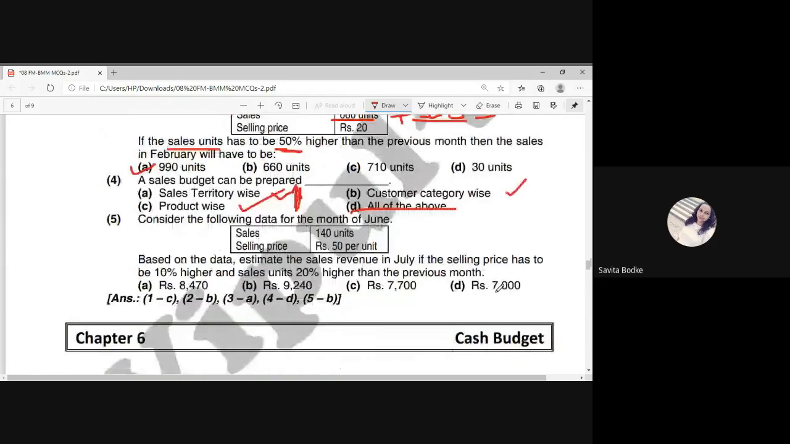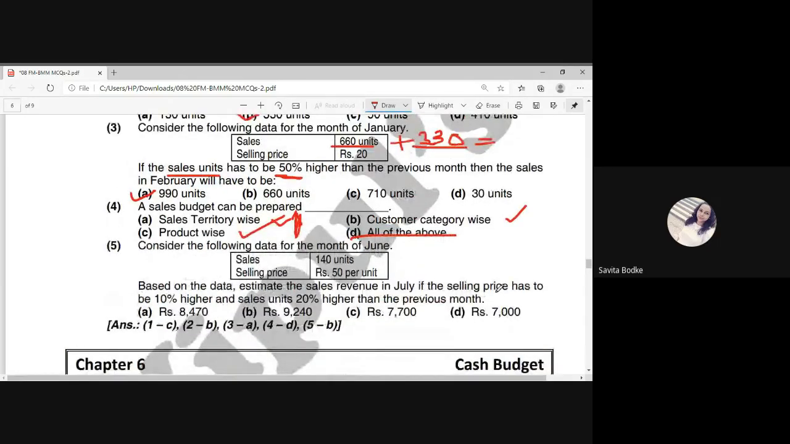Now the next one, the last question of this chapter, is: consider the following data for the month of June. Again they have given you the information regarding the sales. Sales is 140 units, selling price is rupees 50 per unit. Based on the data, estimate the sales revenue in July if the selling price has to be 10% higher and the sales unit to be 20% higher than the previous month.